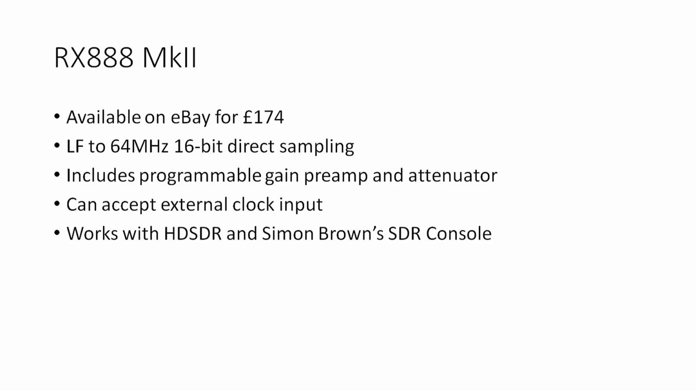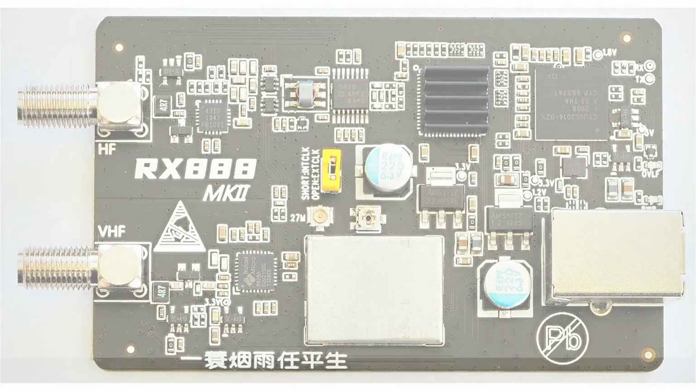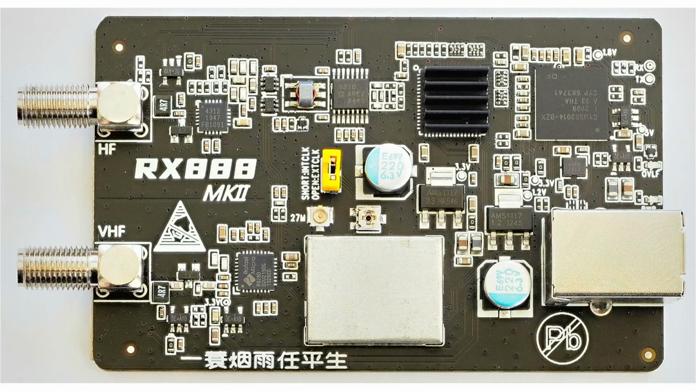It works with HDSDR, and it works with Simon Brown's SDR Console. He's got full support for it, and I think there are a few other programs that support it now. And this is what it looks like. As far as HF is concerned, the only bit that's involved is the bit above here. This is the preamp, gain control amplifier. This is the ADC. And this is the USB chip that gets the high-speed data out. So it becomes a very simple device mechanically.